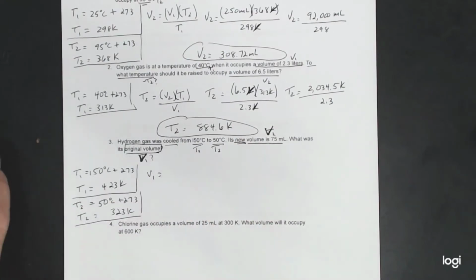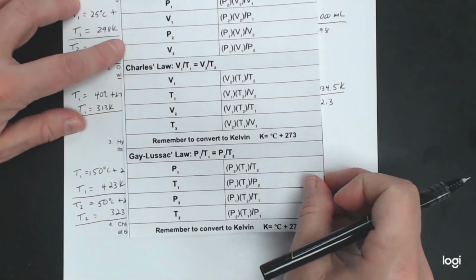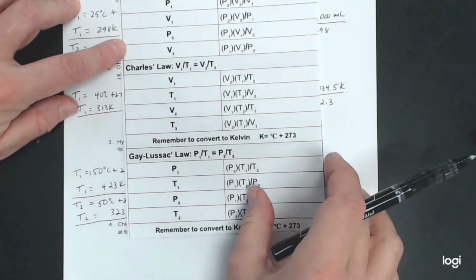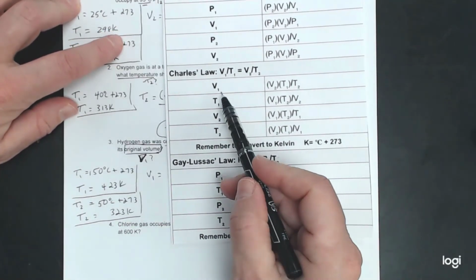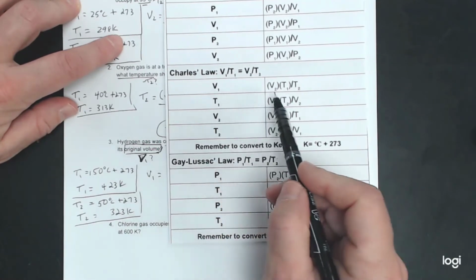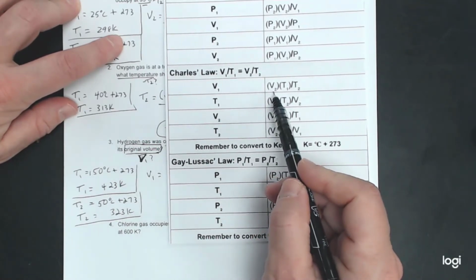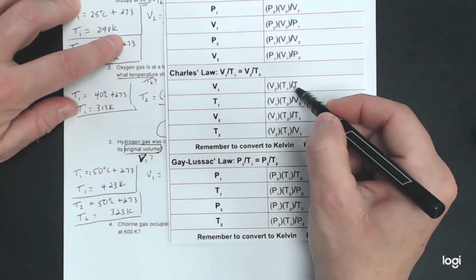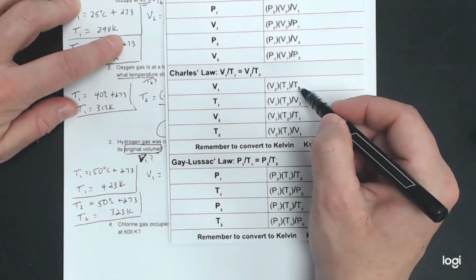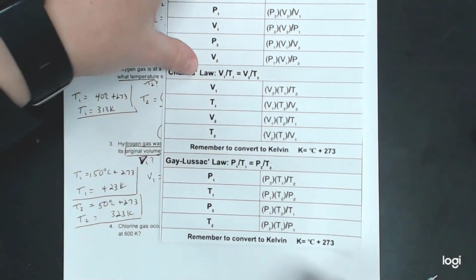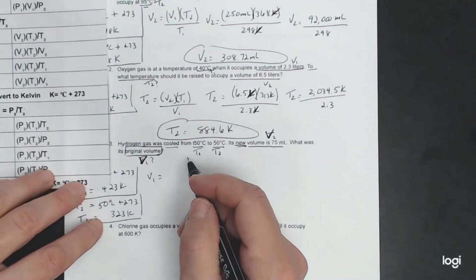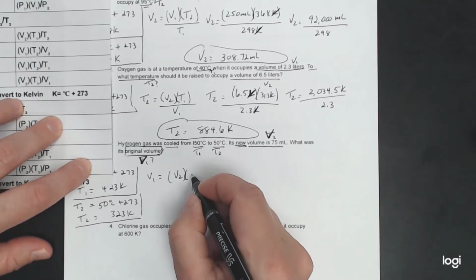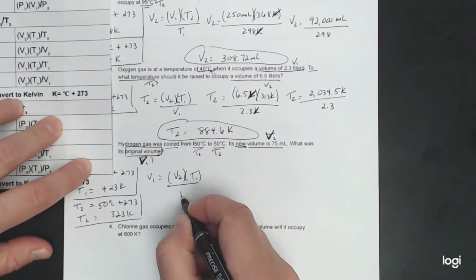V1 equals. If I go to my little help tool here, and again, we are working in our Charles's Law section, which is the middle section. We are looking for our V1, and if we look at the top, we see it here. V1 is the same as saying V2 times T1, with a forward slash, which is the same as saying over or divided by T2. So let's write that out: V1 equals V2 times T1 over T2.